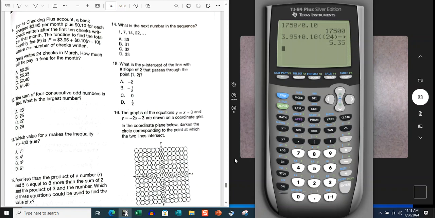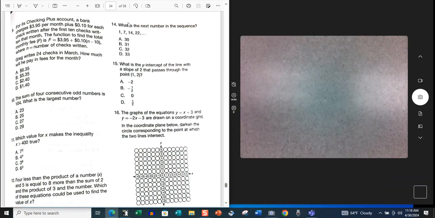Okay, now, just so that everybody would see that it's B, I'm just marking this here that it's 5.35 and the letter B is your answer. Okay, now, number 10, the sum of 4 consecutive odd numbers is 104. What is the larger number?